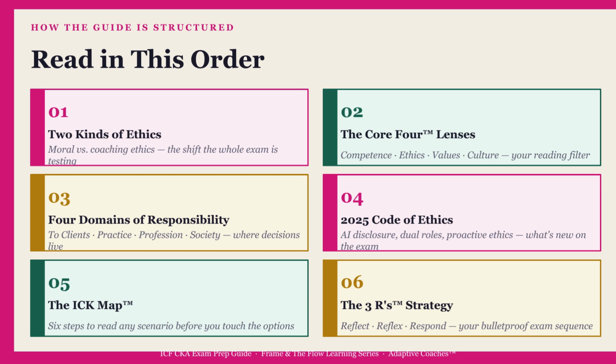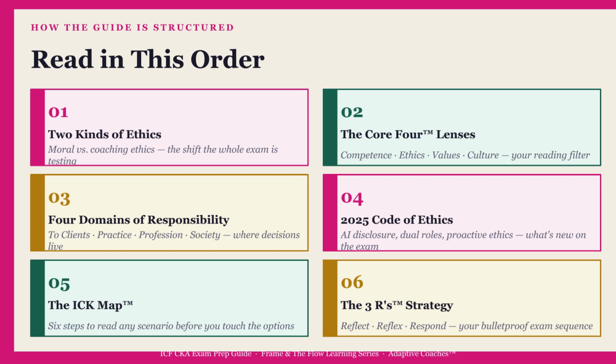The guide has 6 sections and the sequence matters. Don't skip ahead to the scenarios. Start with the 2 kinds of ethics, because until you understand the difference between your moral ethics and coaching ethics, every scenario will feel like a judgment call when it isn't.